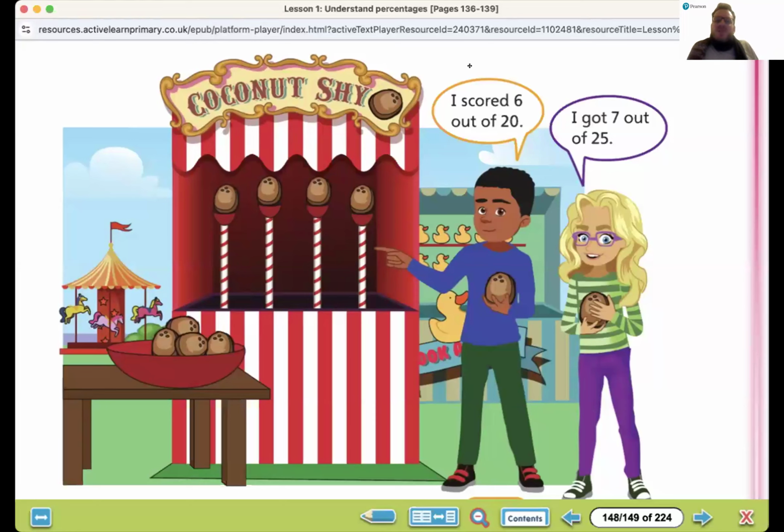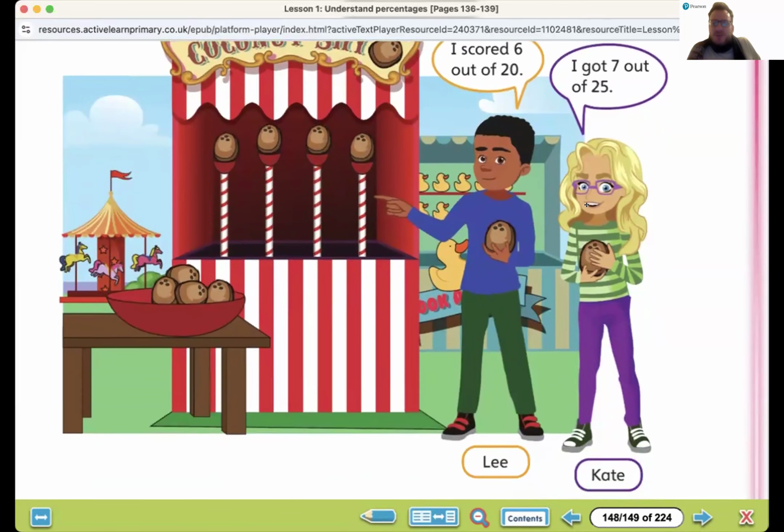So actually, I will point out that the questions haven't been written in a throwaway style. This has been really carefully thought about, with 6 out of 20 and 7 out of 25. And I might say to the whole class then, so this is the game, you understand the game, let's have a look. So we've got Lee and Kate.